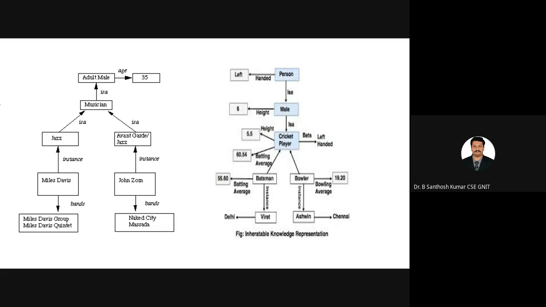From this level, we are doing only the top-down approach. The top-down approach we can call generalization; the property is called generalization. From here, we are doing the bottom-up approach, from the person up to this level. It means the Miles Davis band is the Miles Davis group or Miles Davis quintet.